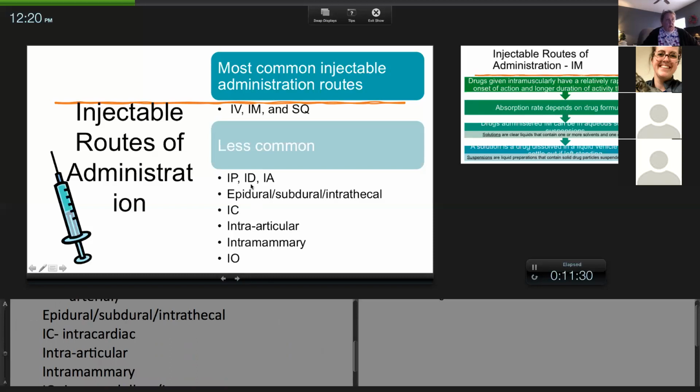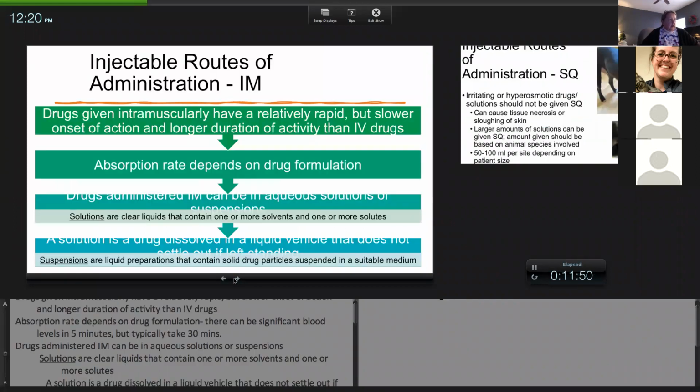Now, intracardiac, as again, you know, sometimes there's intracardiac euthanasia, but other than that, I've never been like, let's give this drug intracardiac. You know, sometimes during CPR, if you can't hit a vein, doctors have done that, but again, your most common routes are the others.